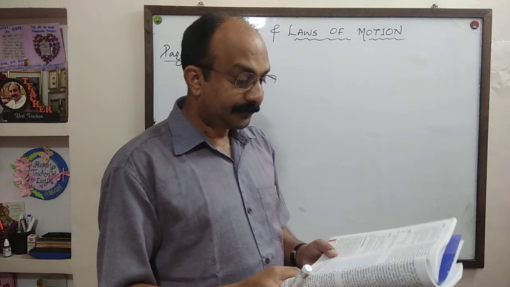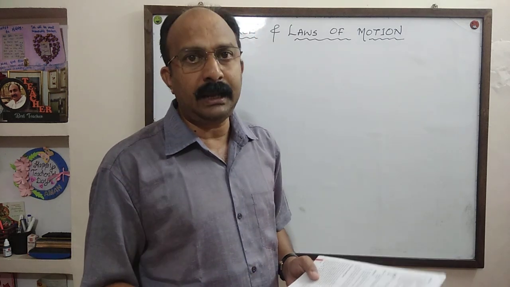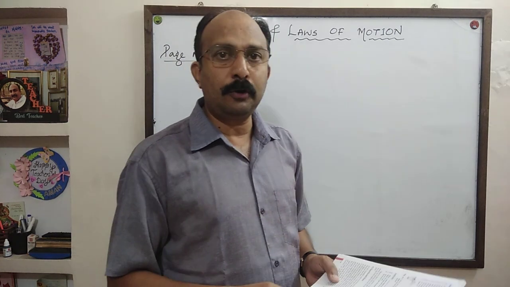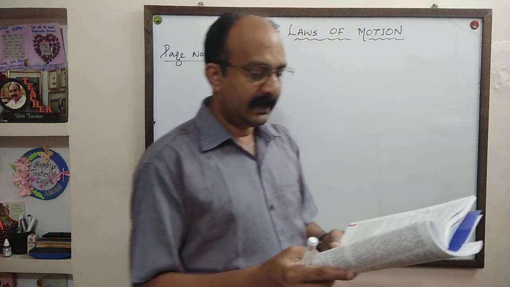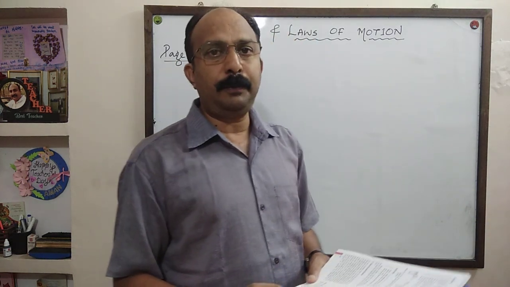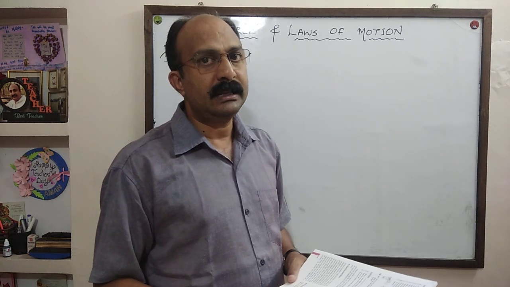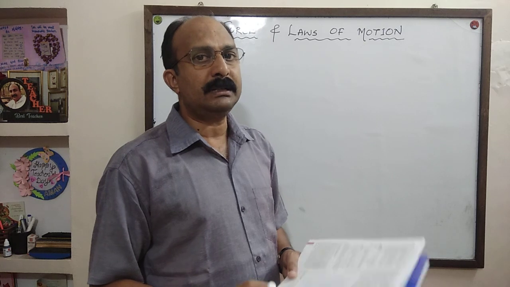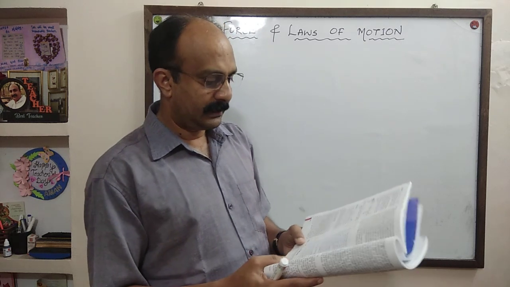B. A bicycle and a train. Of course, the answer is train. Reason is saying more mass, more inertia. C. A 5 rupee coin and a 1 rupee coin, and the answer is 5 rupee coin because it has more mass than 1 rupee coin.